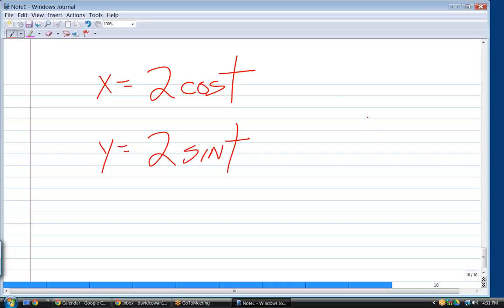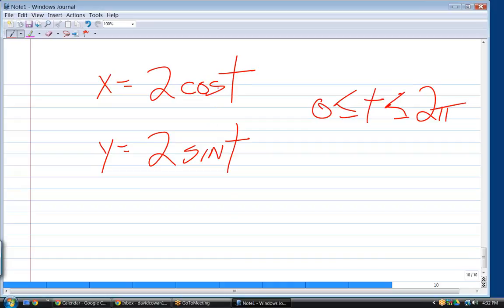Take these two parametric equations, and in this case, t is going to go from 0 to 2 pi. Now notice that I could solve it for t, but I end up with t being the inverse cosine of x over 2, and I don't get very far doing that. So there's a special technique you have to do.